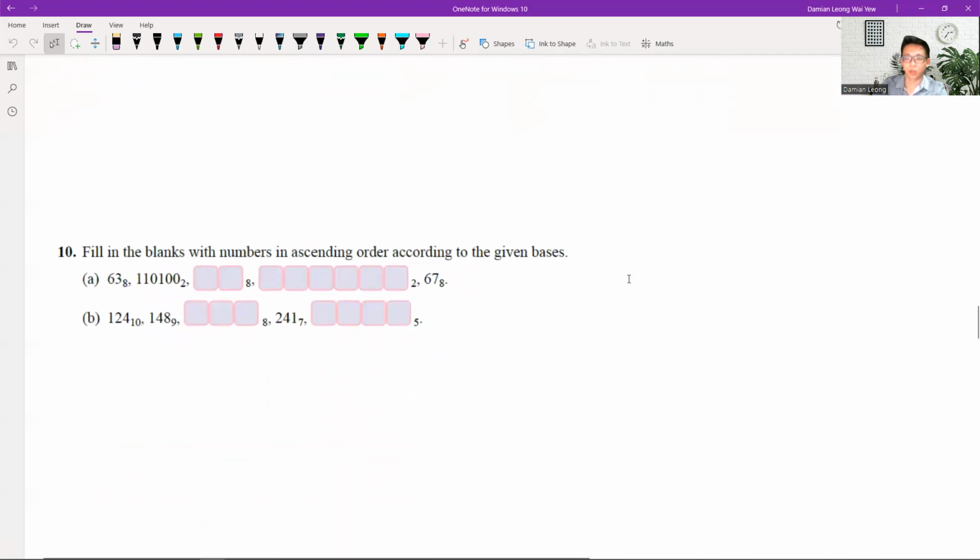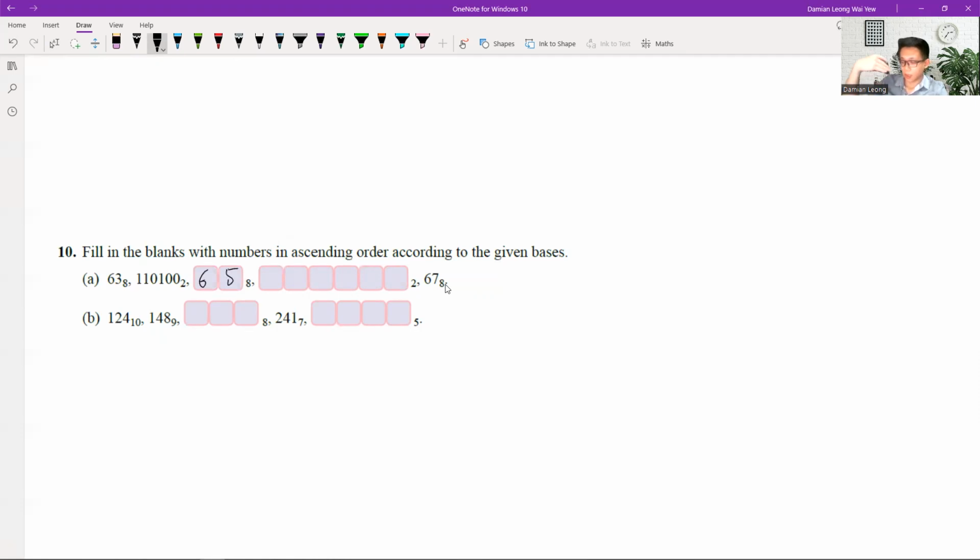Then let's continue here. Question 10. Fill in the blanks with numbers in ascending order according to the given bases. Okay, so if you see here logically, 63 here, 67 here in base 8. So it means it's probably 63, 64, 65, 66, 67 if I put all in base 8. So this logically would be 63, 64, and then here 65.